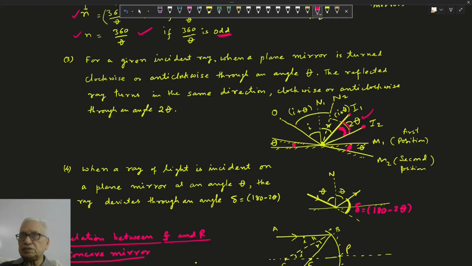So if the mirror is rotated by angle theta, the image is rotated by angle 2 theta. When the incident ray is coming, this is the reflected ray. So this ray is deviated by an angle of 180 minus 2 theta. Theta, theta, 2 theta, 180 minus 2 theta is this. So in this reflection, the ray is rotated by an angle of 180 minus 2 theta.